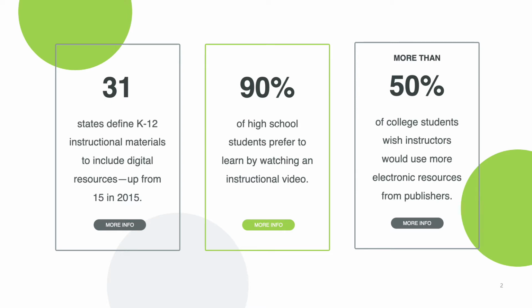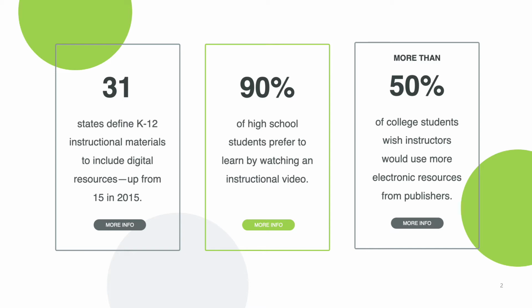this shift is the move from print to digital materials. Readers are consuming more books and materials in digital format, and teachers are using more digital resources in their instruction. So, some statistics for you to consider. According to the State Education Technology Directors Association, at least 31 states now include videos, websites, and other digital resources in their definition of state-approved instructional materials. That's up from 15 states just 5 years ago.